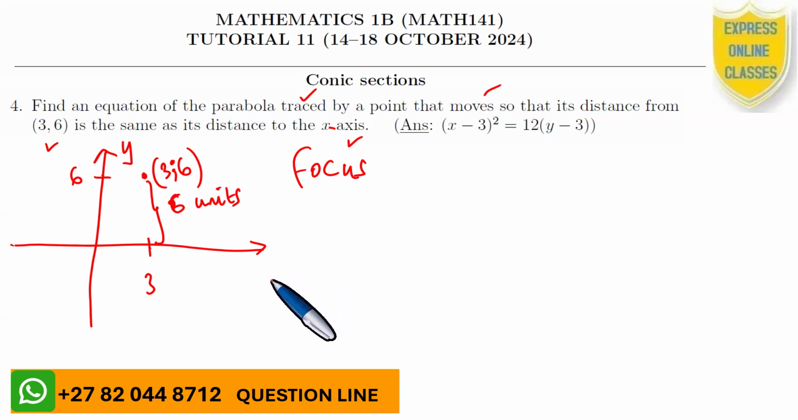The focus is the sort of point that we're talking about here, but there's more.